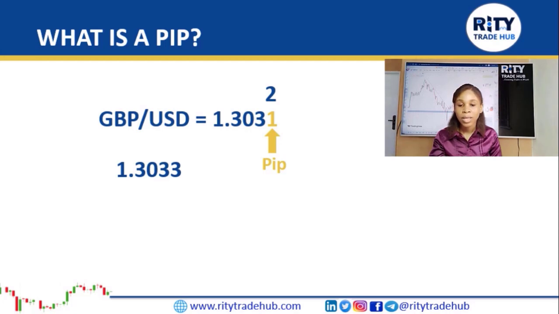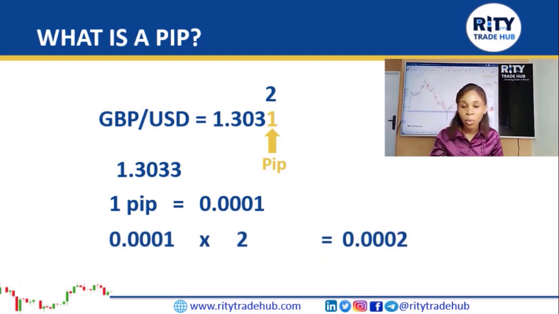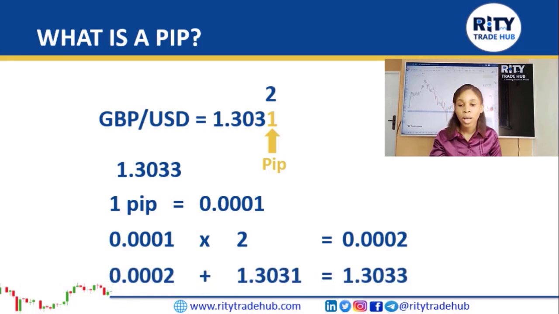Let's see the long method. Since I was told that the market made a move of 2 pips, remember that originally I told you guys that 1 pip for a 4 decimal place currency pair is 0.0001. So the move made by GBP USD is 2 pips, then I would have 0.0001 multiplied by 2 pips, which is equal to 0.0002. I would now add 0.0002 to the original value of 1.3031. We would now have 0.0002 plus 1.3031, which is equal to 1.3033. Same answer as above, right?